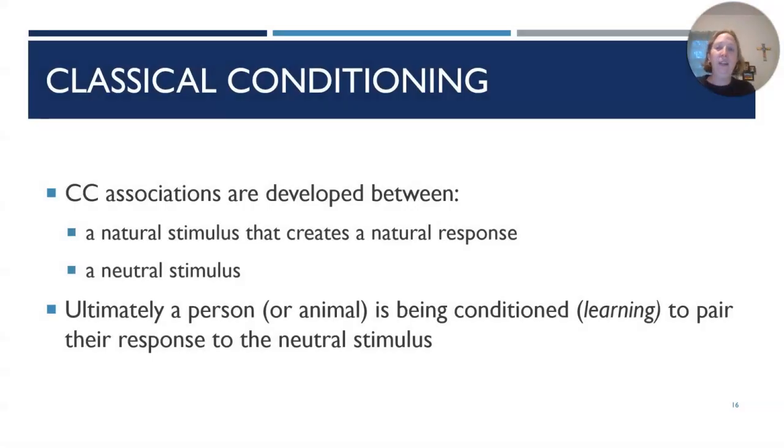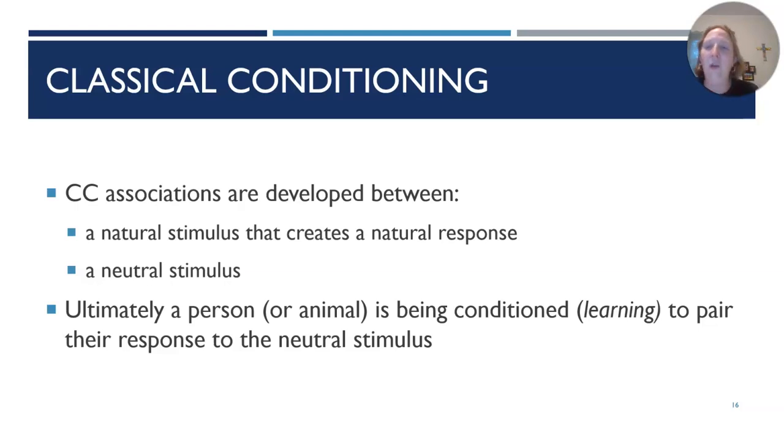So classical conditioning associations are developed between a natural stimulus that creates a natural response, like a loud noise, thunder, creating fear, and then a neutral stimulus, a flash in the sky. And by putting those together, we can turn something that's neutral into creating a response or a reaction. So ultimately, and I'm going to give you a ton of examples of this.